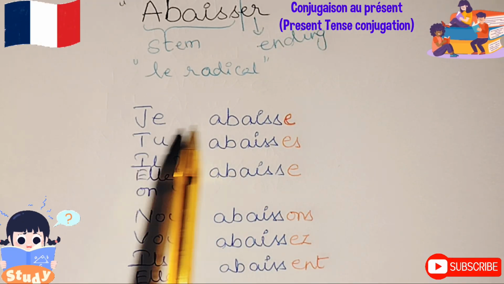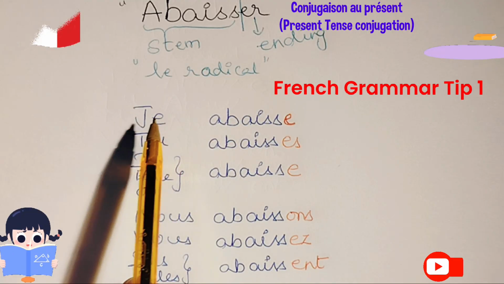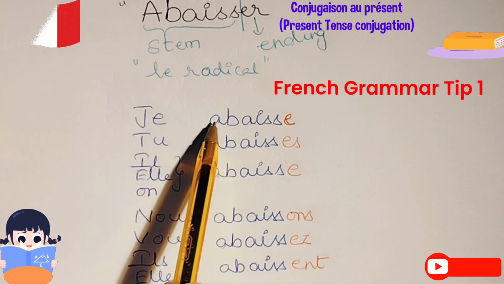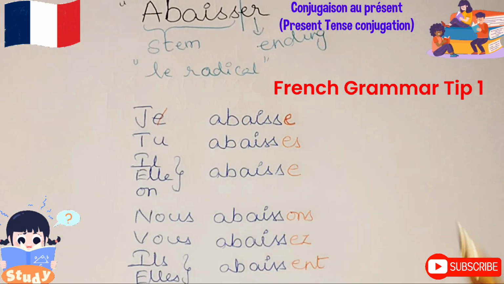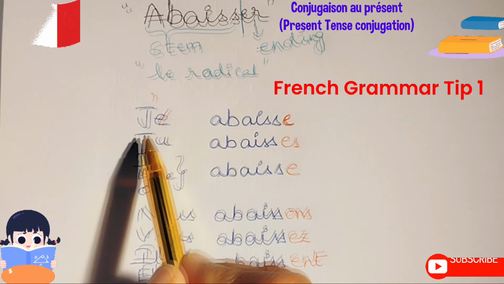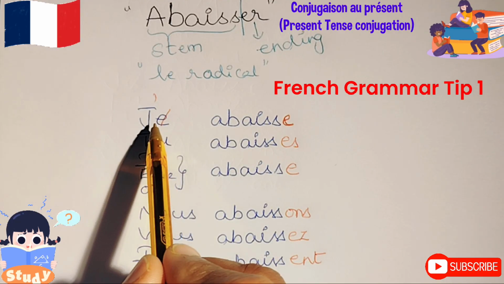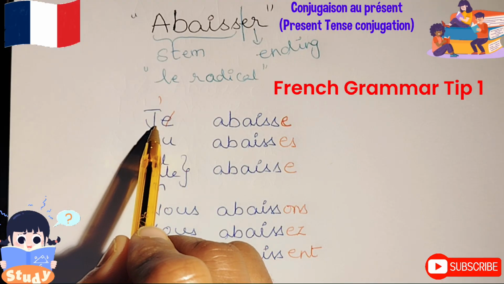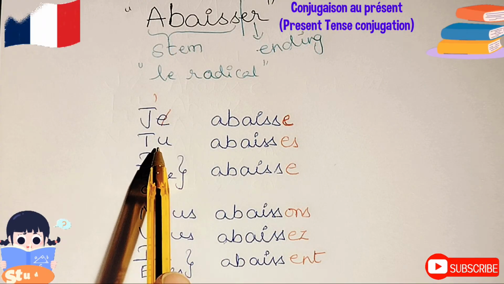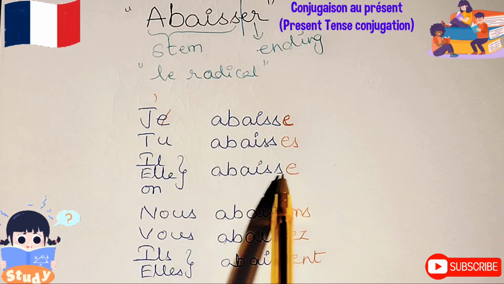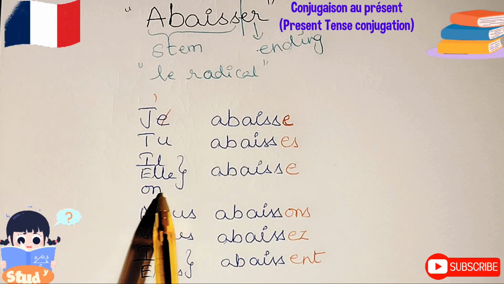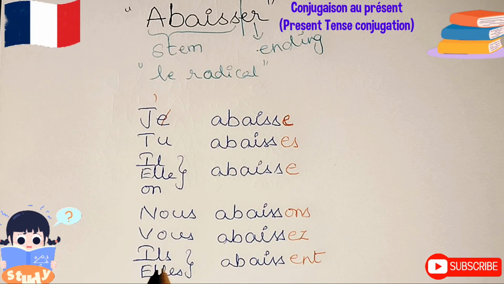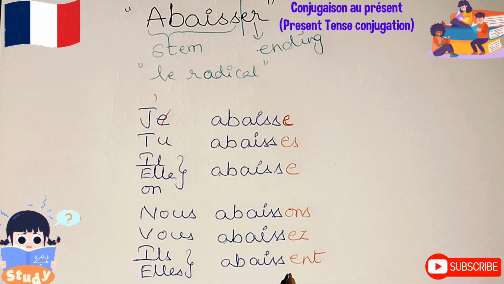Now, je abaisse. Here, one important French grammar rule is when two vowels are next to each other, then we have to remove the first vowel and keep the apostrophe. So we should not read je abaisse, but j'abaisse. Tu abaisses, il abaisse, elle abaisse, on abaisse, nous abaissons, vous abaissez, ils abaissent, elles abaissent.